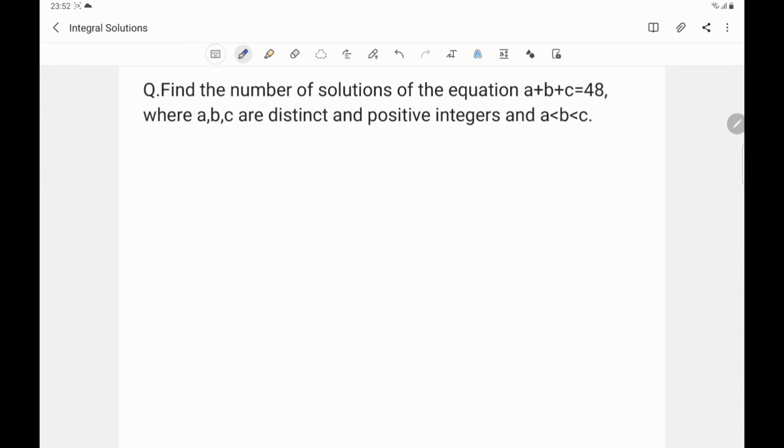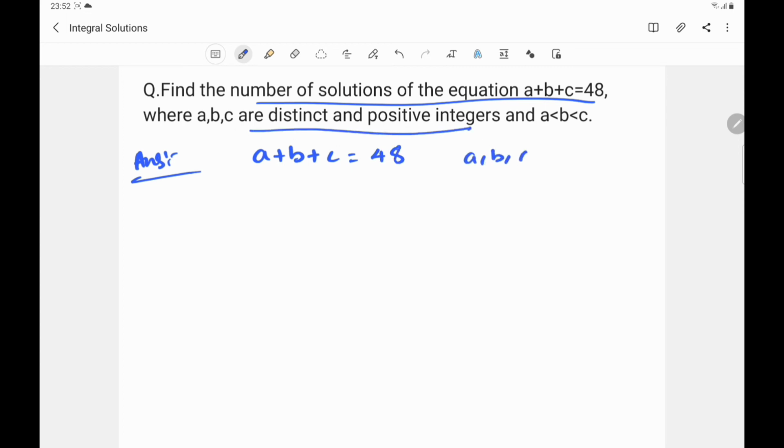So now let us look at this question. We need to find the number of solutions to the equation A plus B plus C equals 48, wherein A, B, C are distinct positive integers, and A is less than B is less than C. So three conditions are there. They must be distinct, they must be positive, and they must follow the condition A is less than B is less than C.